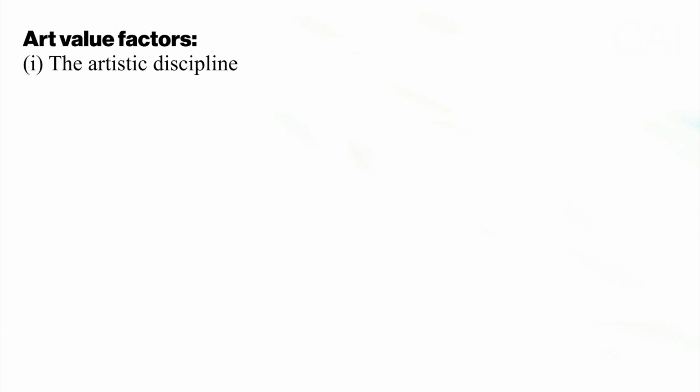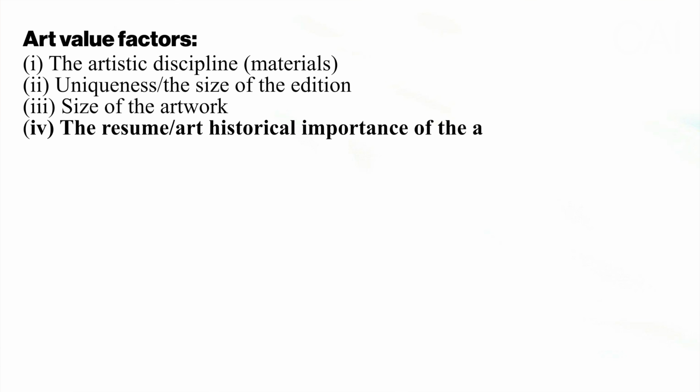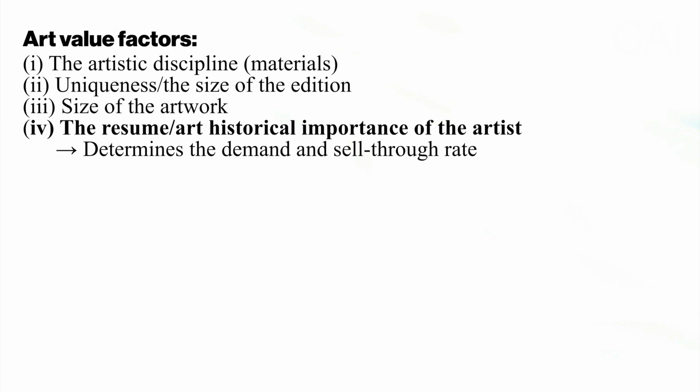The price of an artwork is determined by numerous measures. For instance, the artistic discipline and thus the materials in use. If the artwork is unique or part of an edition, the size of the artwork is also important. Bigger will be more expensive, of course. And arguably, this is the most important aspect, the resume and relevance or art historical importance of the artist in question. It makes perfect sense that an established artist, where there is a lot of demand due to their art historical importance, will be a lot more expensive in comparison with a beginner artist.